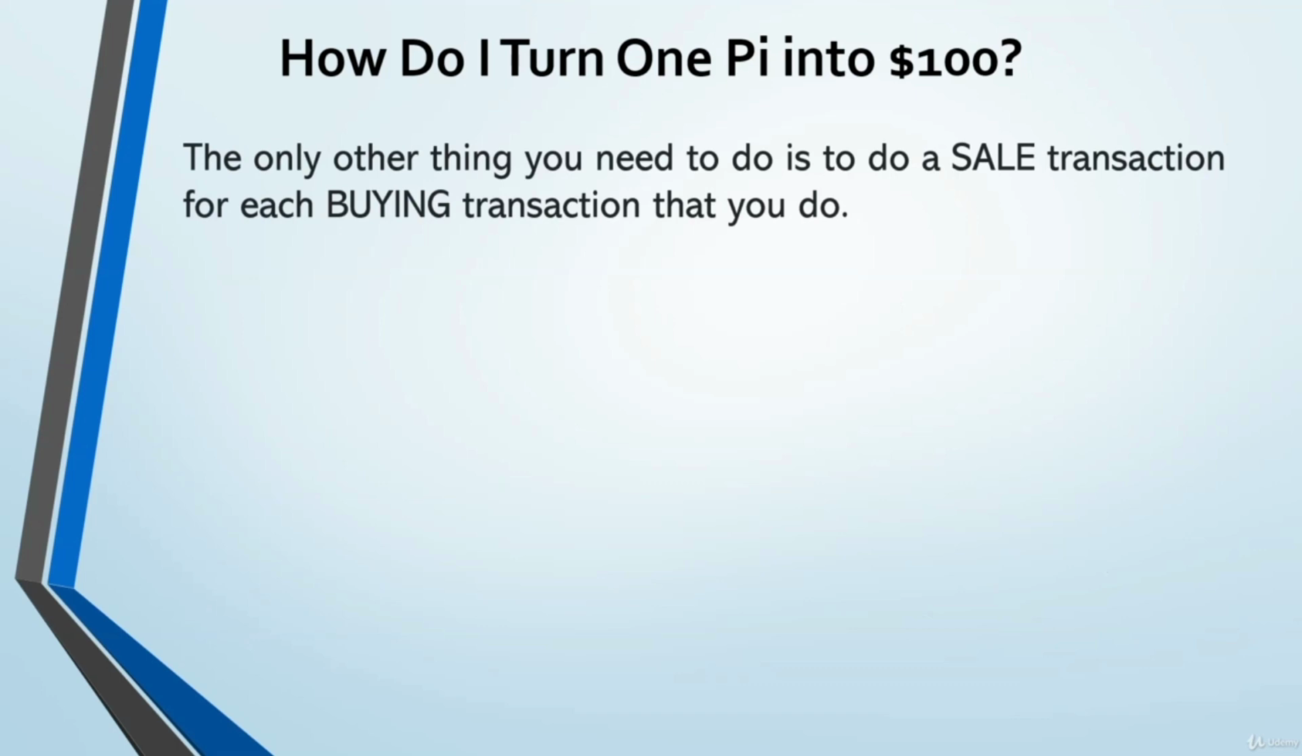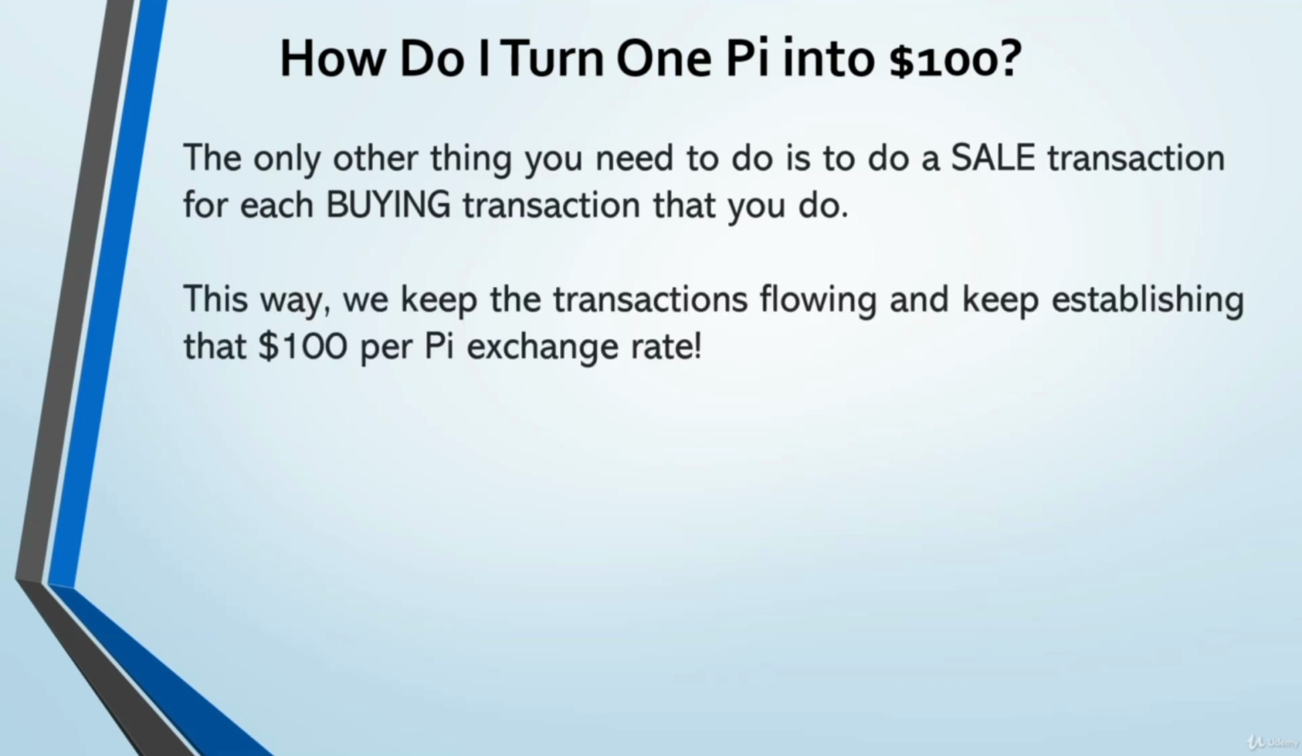The only other thing you need to do to be a member of this Pi community is do a sale transaction for each buying transaction that you do. The reason for this is by doing this, we keep the transactions flowing, and we keep establishing that exchange rate of $100 per Pi. So you're doing your part to make it so that 1 Pi equals $100. And that's pretty important, right? We want to be sure that the exchange rate stays at that rate.